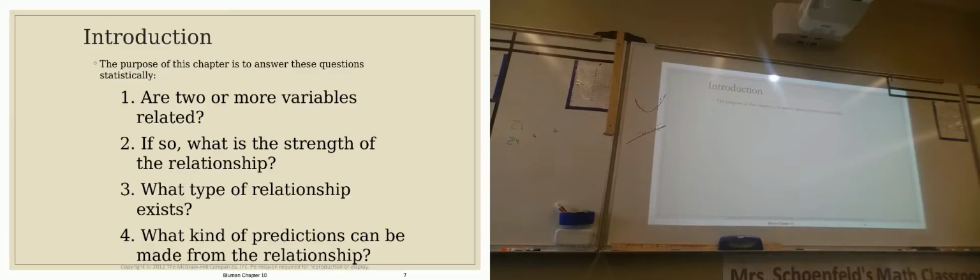Okay, for this whole chapter, we're going to answer these questions. Are two or more variables related? If so, what is the strength of that relationship? So that's that correlation. What is the type of relationship, linear or not linear?